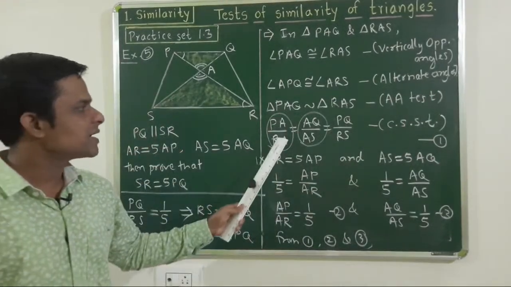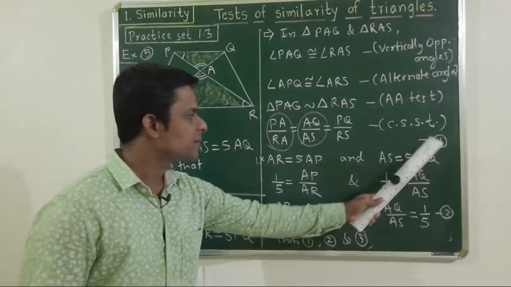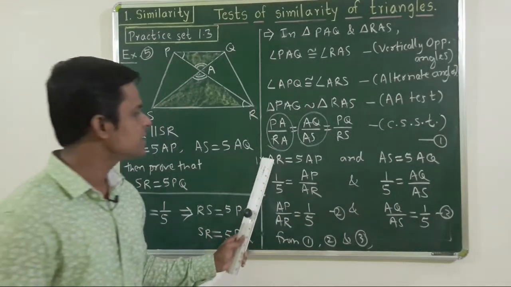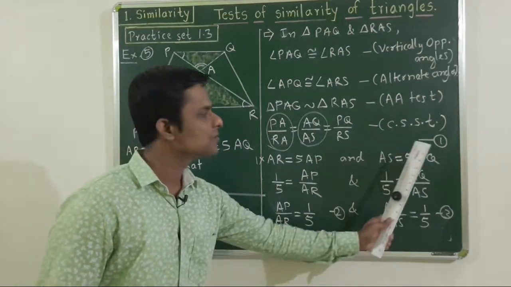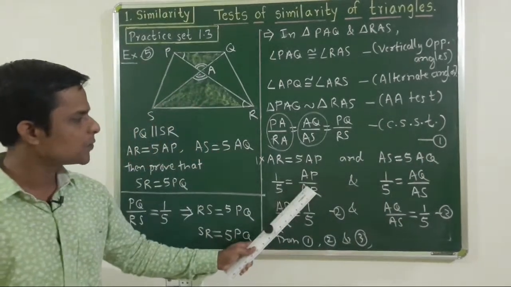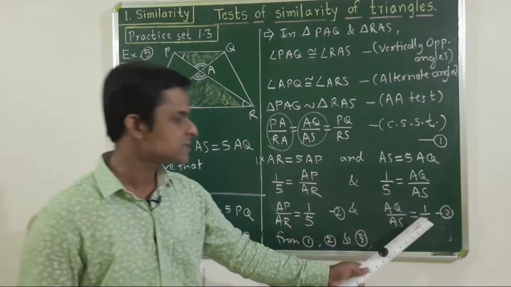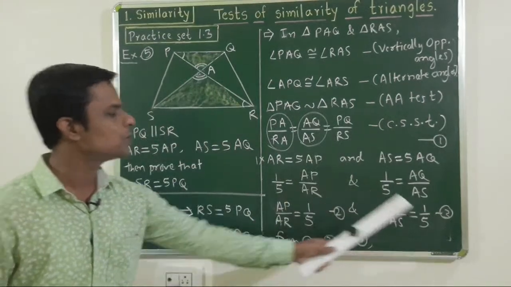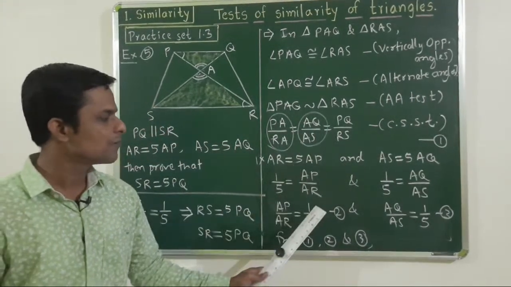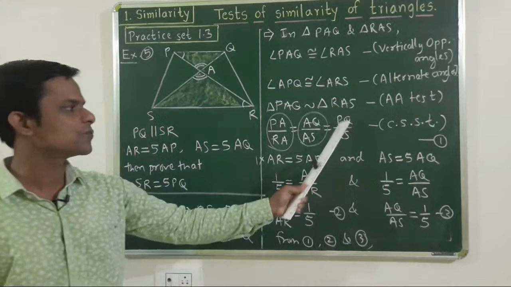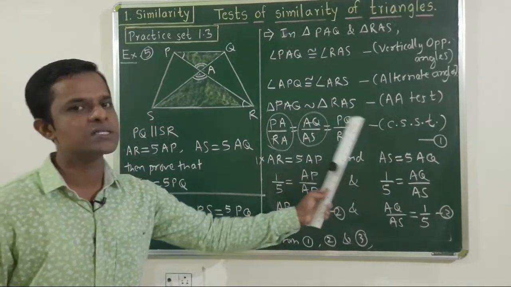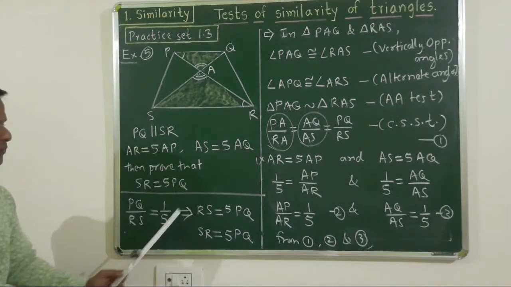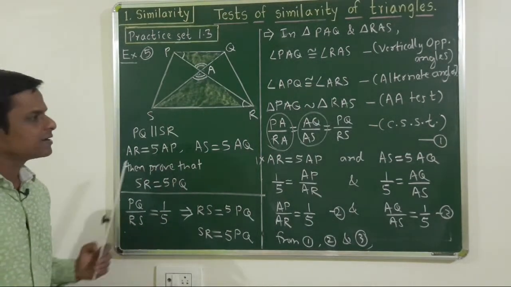Hence, the corresponding sides are in proportion, that is CSST, statement number 1. Now, taking these two relations, AR is equal to 5AP and AS is equal to 5AQ, we will get AP upon AR is equal to 1 upon 5, and this is also 1 upon 5, statement number 2 and statement number 3. Since from 1, 2 and 3 the first two ratios are 1 upon 5, the third ratio will also be 1 upon 5. Since all these three ratios are the same, PQ upon RS will also be 1 upon 5. By cross multiplication we will get the required result.